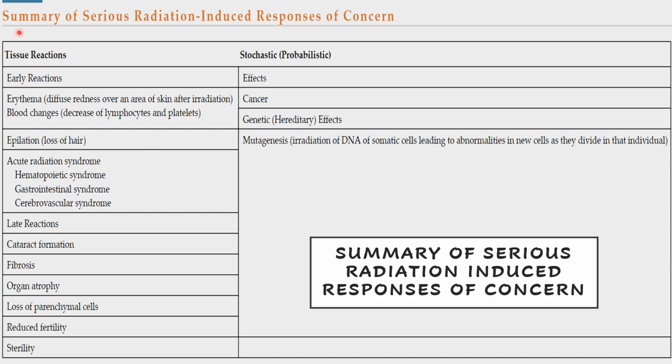So here's a summary of serious radiation-induced responses of concern. Tissue reactions: you have early reactions, erythema, which is diffuse redness over an area of skin, blood changes, like a decrease of lymphocytes, epilation, which is loss of hair. You have your ARS, your acute radiation syndromes, which are hematopoietic, GI, and cerebrovascular. You have late reactions: cataract formation, fibrosis, organ atrophy, loss of parenchymal or functional cells, reduced fertility, and sterility. Those are all tissue reactions. Stochastic or probabilistic effects are cancer, genetic effects, and mutation of DNA.